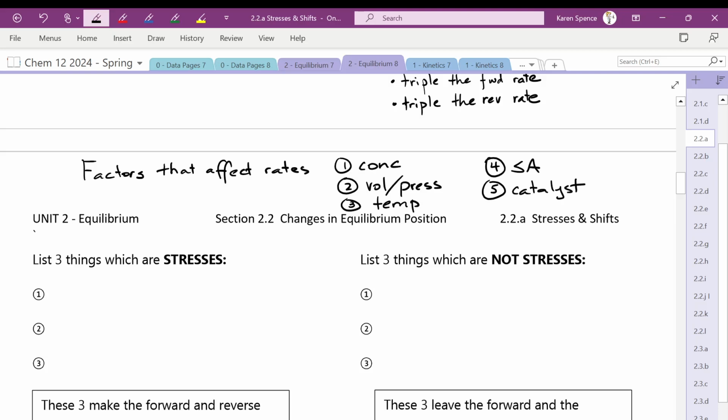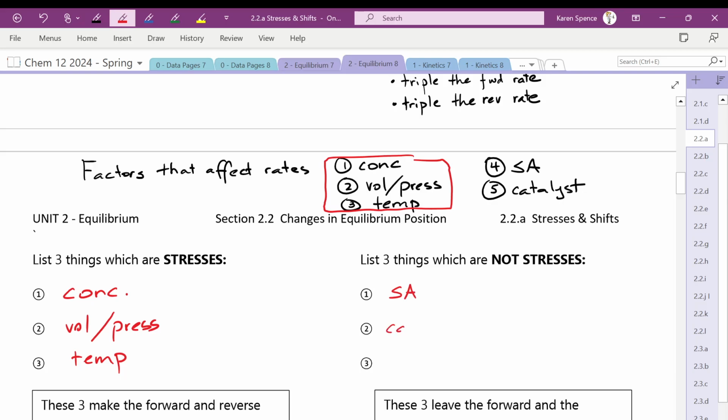Okay, and of those, the 3 that are stresses are concentration, volume pressure, and temperature. The things that are not stresses are surface area, a catalyst, and now we just need to think of something else, and that would be an inert gas.